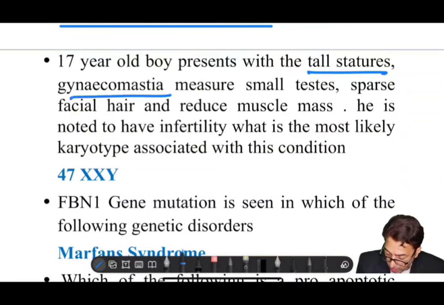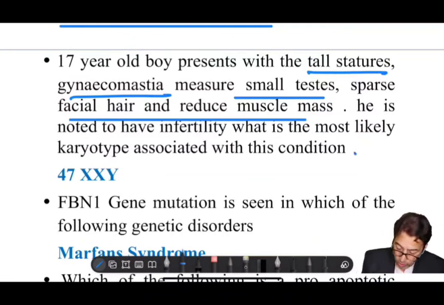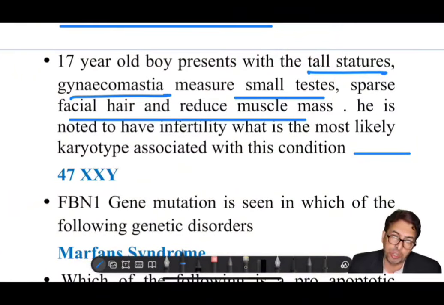So he's tall, he's having gynecomastia, well-developed breasts, but small testes, sparse facial hair and reduced muscle mass. He is noted to have infertility. So what is the karyotype associated with this condition? So you are well aware of Klinefelter syndrome.